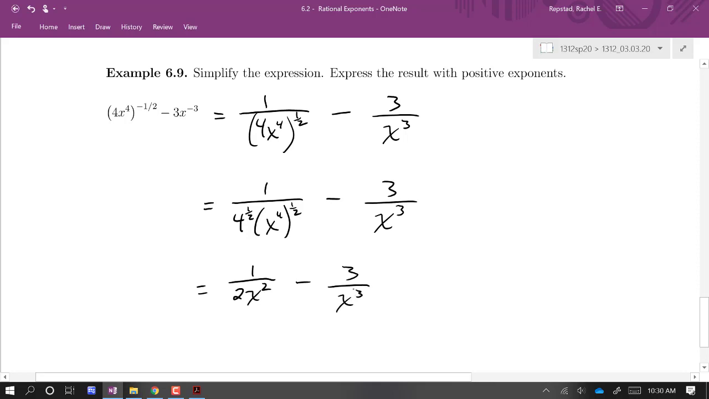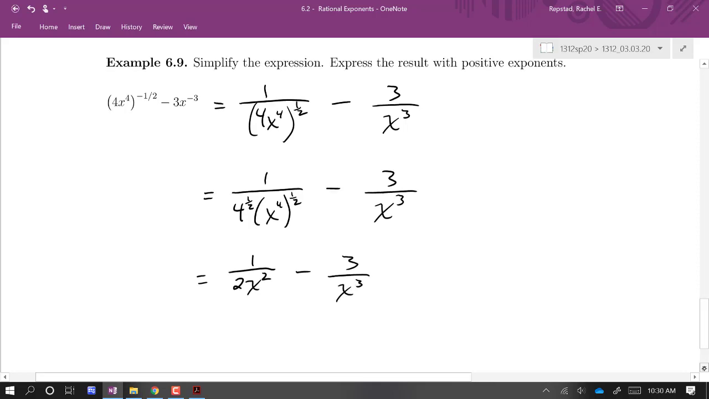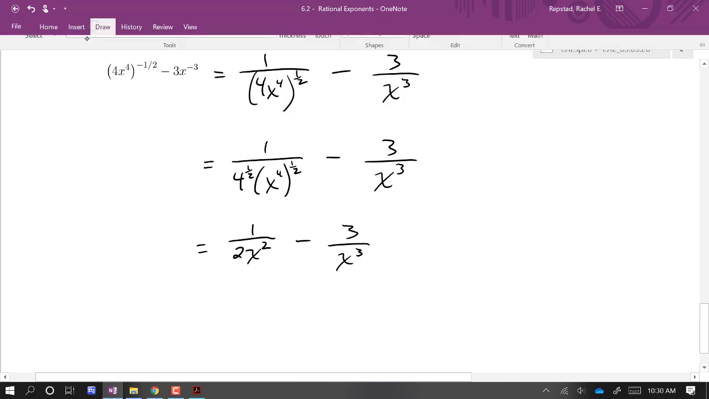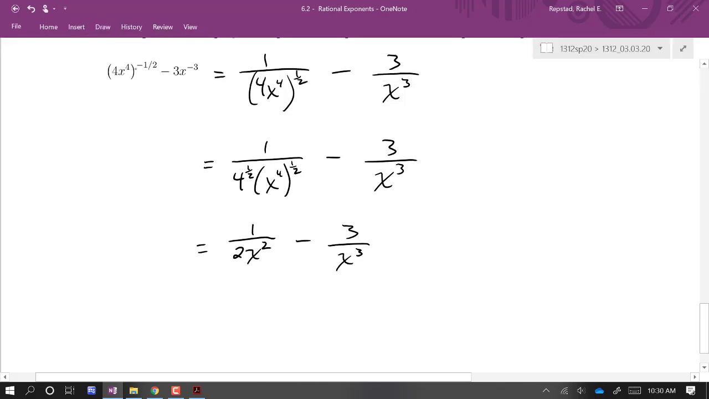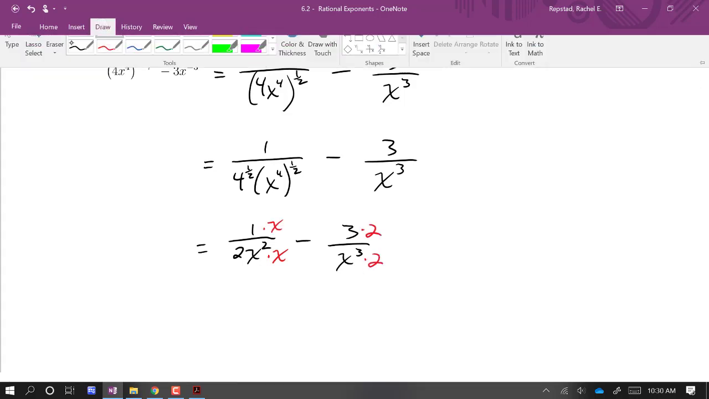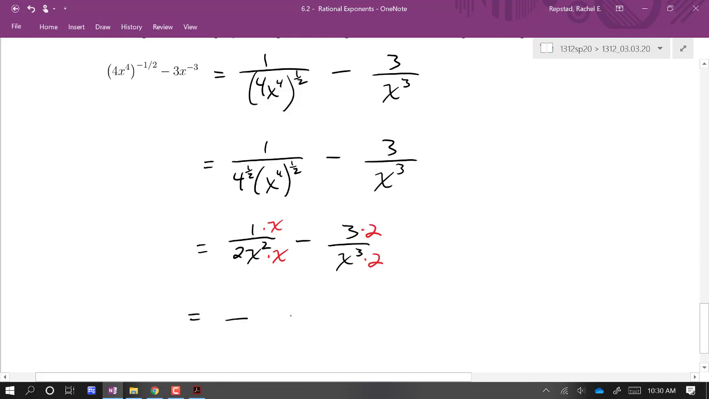And where can we go from here? Yeah. Right, so the first fraction needs to pick up an x. Second fraction needs to pick up a 2. So on top we have x minus 6. On the bottom, 2x cubed.